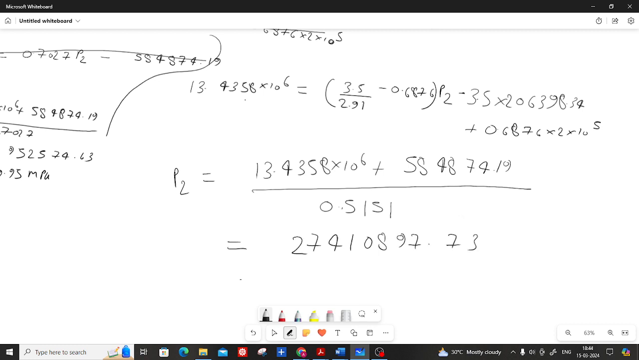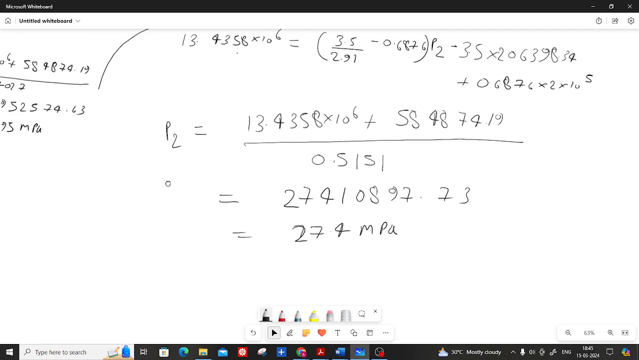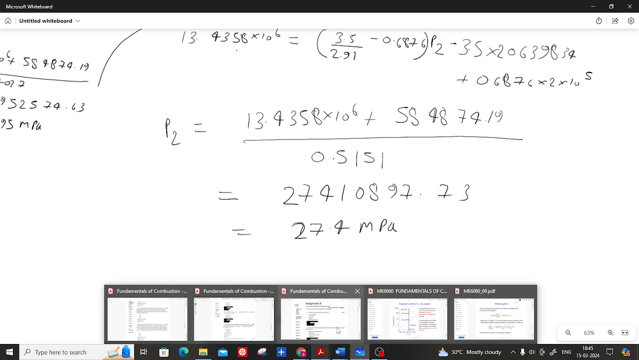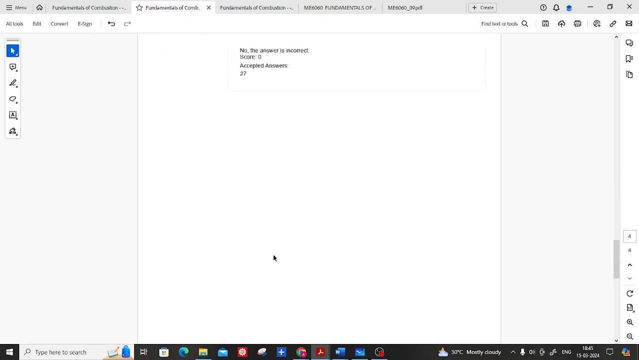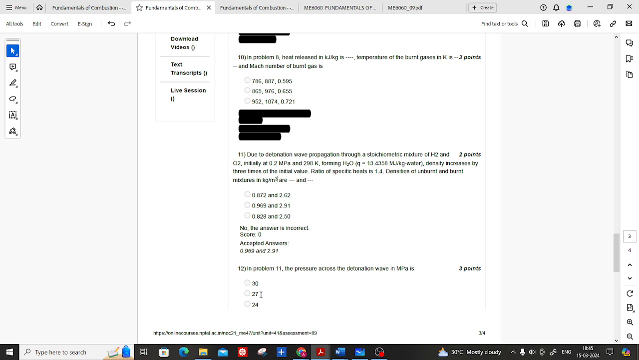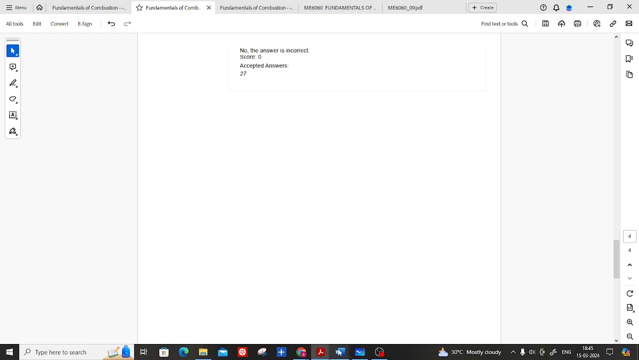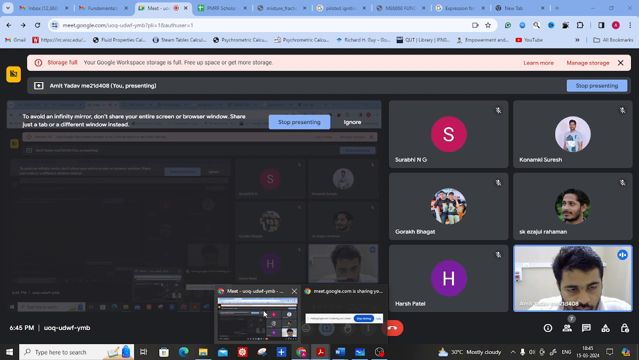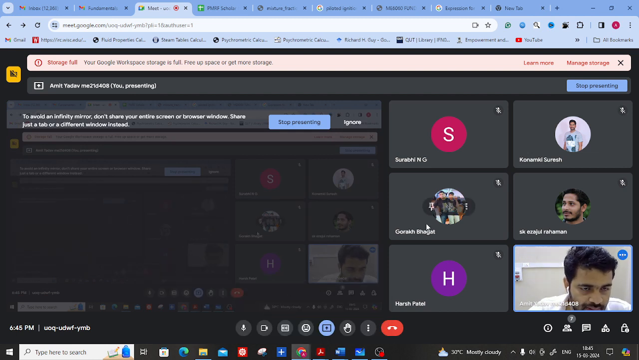27410897.73. So in megapascal it will be 27.4 megapascal. They have given 27, so if you see within 5%, 27 is the correct answer. Okay guys, I hope everyone has understood how we are solving this.